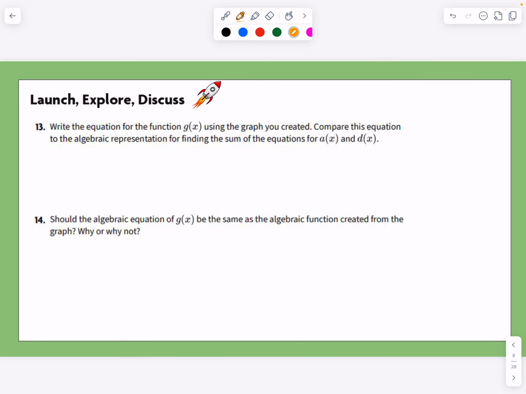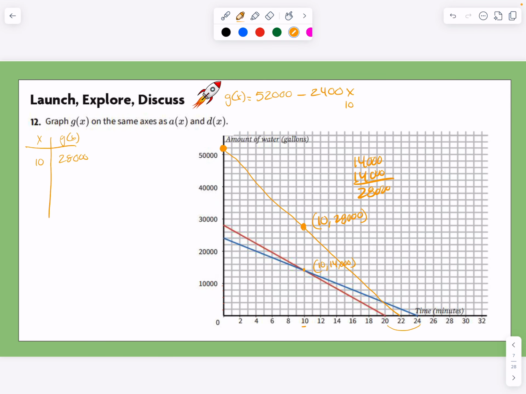All right, so write the equation for the function using the graph you created. Okay, so we did that already. That's our equation, g of x equals 52,000 minus 2,400x. So that's our equation. Should the algebraic equation of g of x be the same as the algebraic function created from the graph y or y naught? And the answer is, yeah, it should be, because it's saying the same thing. So I'll leave it at that. That's pretty much why. Yay! All right, so moving on to the next one.